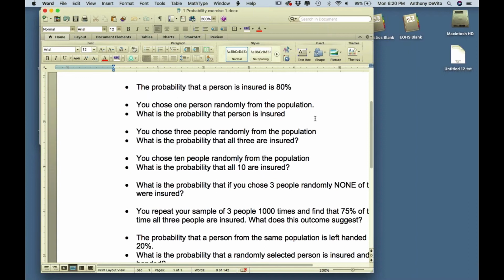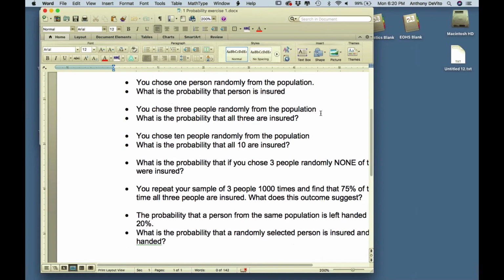So let's say you chose one person randomly from that population. What's the probability that that person is going to be insured? It's going to be 80%, right? That's pretty clear, 0.8. Okay, good. Well, how about if you choose 3 random people from that population? What's the probability that all of them are insured?